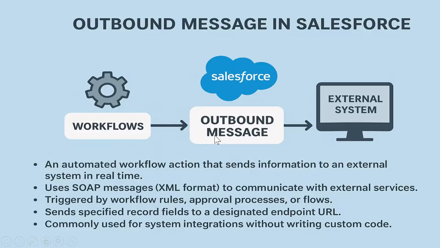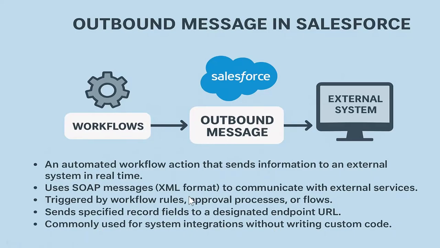So what exactly are outbound messages in Salesforce? It's an automated workflow action that sends information to an external system in real time. It uses SOAP message or XML format to communicate with external services. It is triggered by workflow rules, approval processes, or flows. It sends specific record fields to a designated endpoint URL, and it is commonly used for system integration without writing custom code.